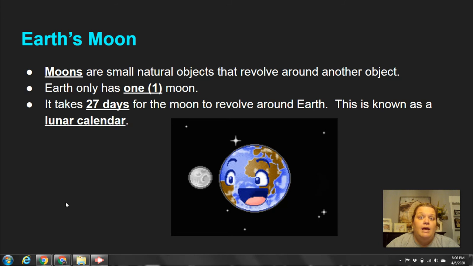And our moon has a 27-day lunar calendar. That means it takes 27 days for the moon to make a complete revolution around our Earth. And that also explains why we have moon phases. So our moon, we only have one, and we only ever see just one side of this moon. We never get to see what's called the dark side. So the moon, we have one. Some can be small, some can be large, but they revolve around a planet.